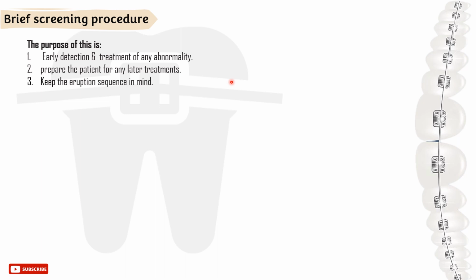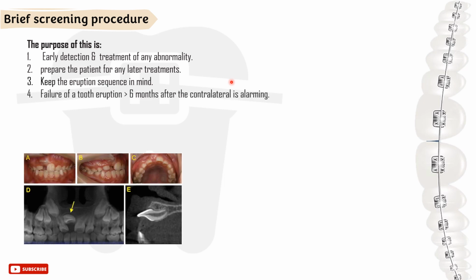At every visit, once the secondary incisors have erupted and until the secondary dentition is fully established, keep the eruption sequence in mind and note the failure or delayed eruption of any teeth. Failure of tooth eruption over 6 months after the contralateral tooth has erupted should be alarming, and in that case, you need further investigations.